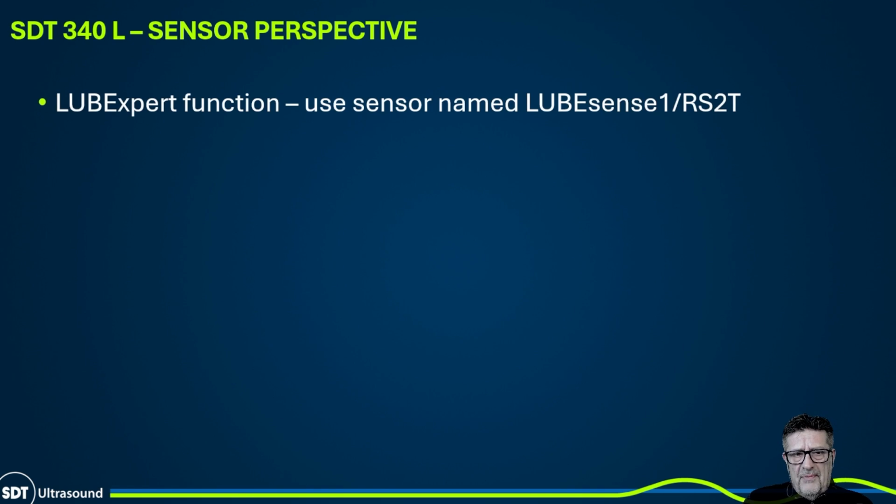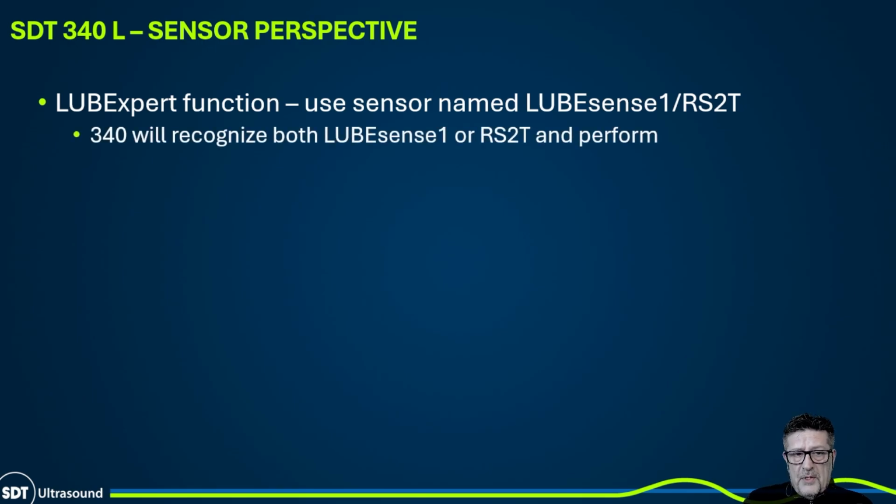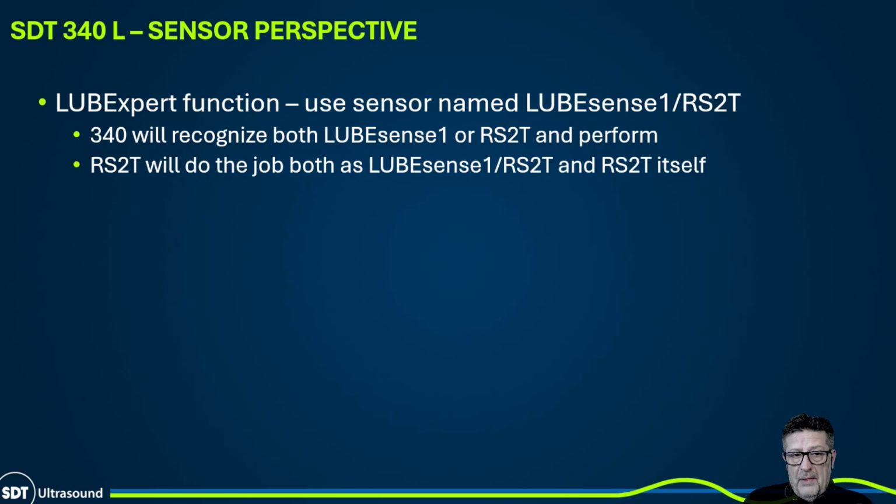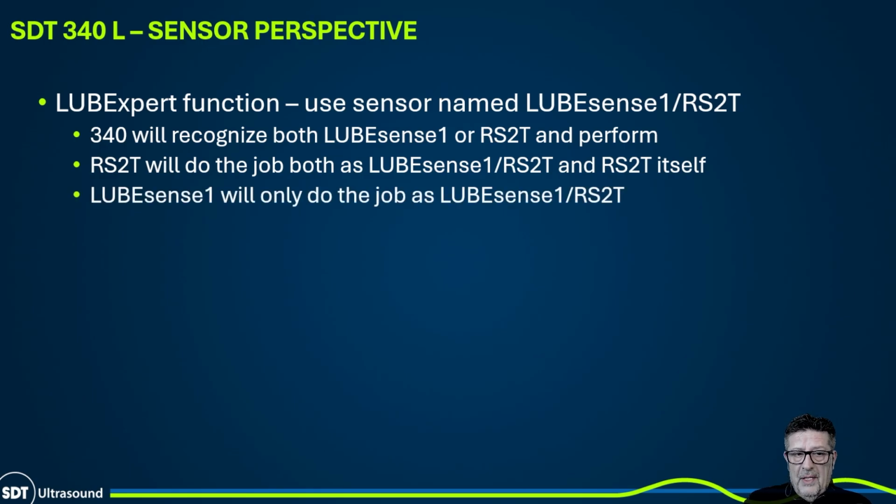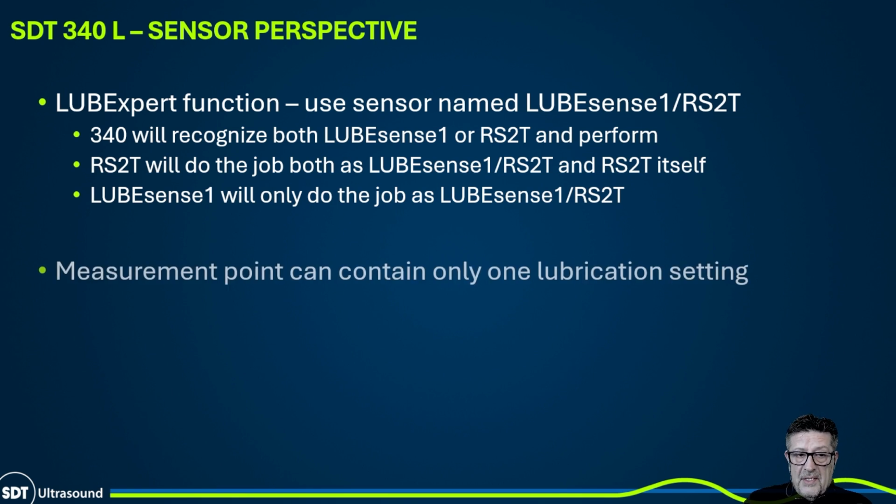Now, for the LUBExpert function, the sensor that you will be using is named LubeSense/RS2T. The 340 instrument will recognize both LubeSense1 and RS2T and perform the lubrication process through the LubeRate algorithm. RS2T will do the job both as LubeSense1/RS2T and RS2T itself, because RS2T we are using for condition monitoring, while LubeSense1 will only do the job as LubeSense1/RS2T, so only as a lubrication sensor.